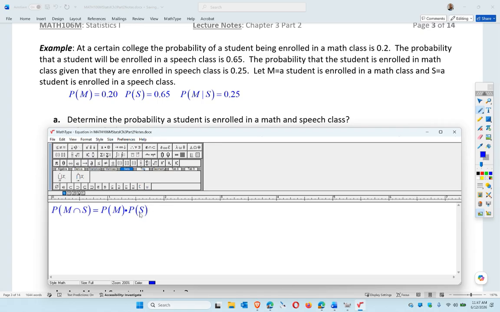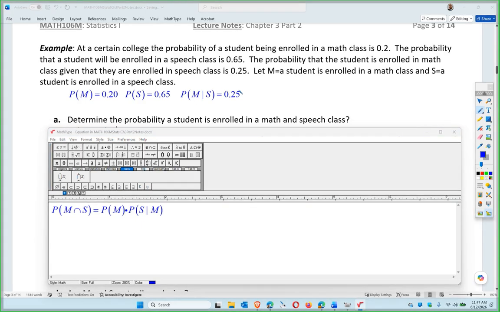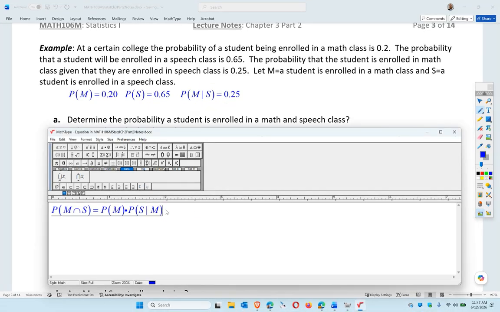Except this is a dependent scenario, isn't it? So it'd be math, then speech given math, because we know it's dependent because of this right here. The problem is these are in the wrong order, and these are not interchangeable. So we can change this because the probability of the other way around is the same thing. So let's copy and paste. We'll do S and M. Speech and math and math and speech are the same thing as far as the logic goes, so we can do speech here and then math given speech here.